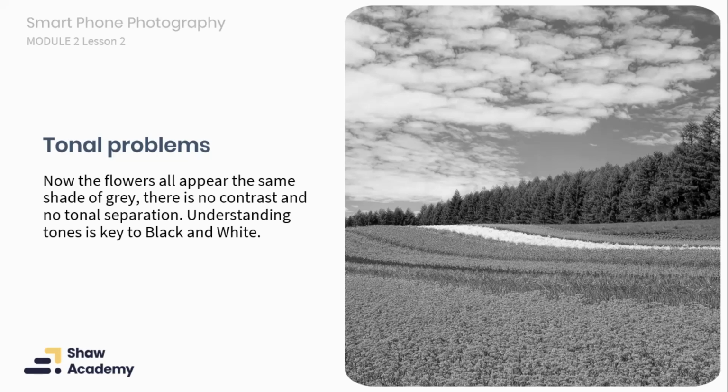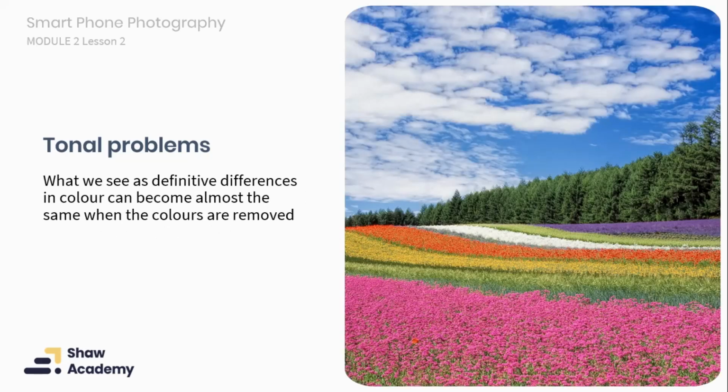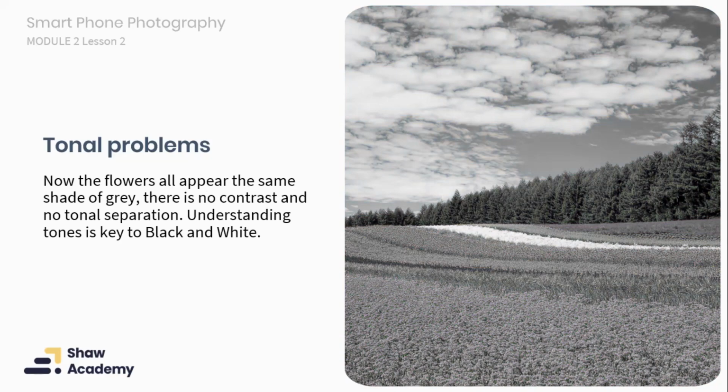There's no tonal separation between those flowers, except for that streak of white flowers there and the dark tree line. But apart from that, if you have a look at the sky and those flowers, they're very hard to distinguish in terms of the difference. There's no contrast, especially with those flowers. It just looks like a big grey mass, it's just so ugly. It's just not pleasant to look at at all. This is because there's no tonal separation between those flowers. Plenty of colour separation, but when we take away that colour, we see that the tones are all the same.